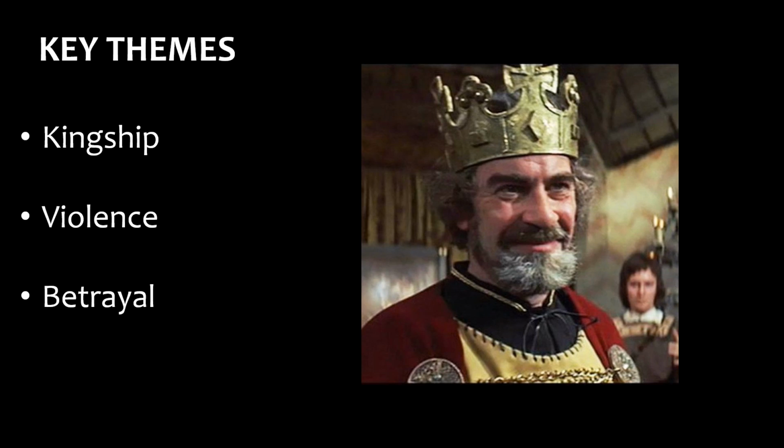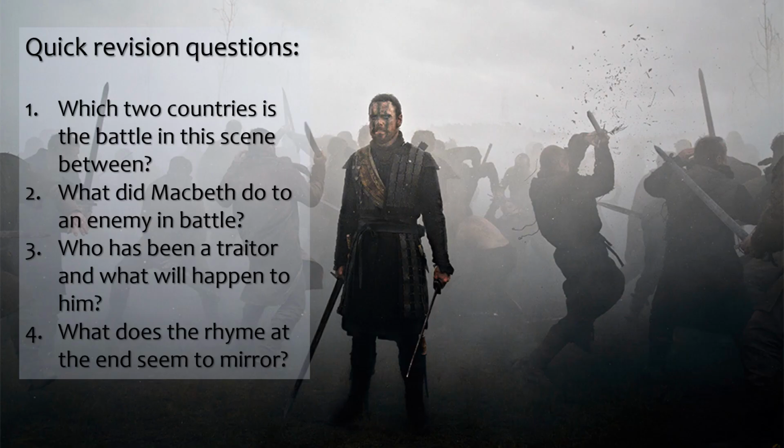But also the theme of betrayal starts off in this scene. We see how the old Thane of Cawdor betrayed the king. And then we get Macbeth, who's going to become Thane of Cawdor, and ultimately he goes on to betray the king as well. So that theme of betrayal certainly starts off in this scene.